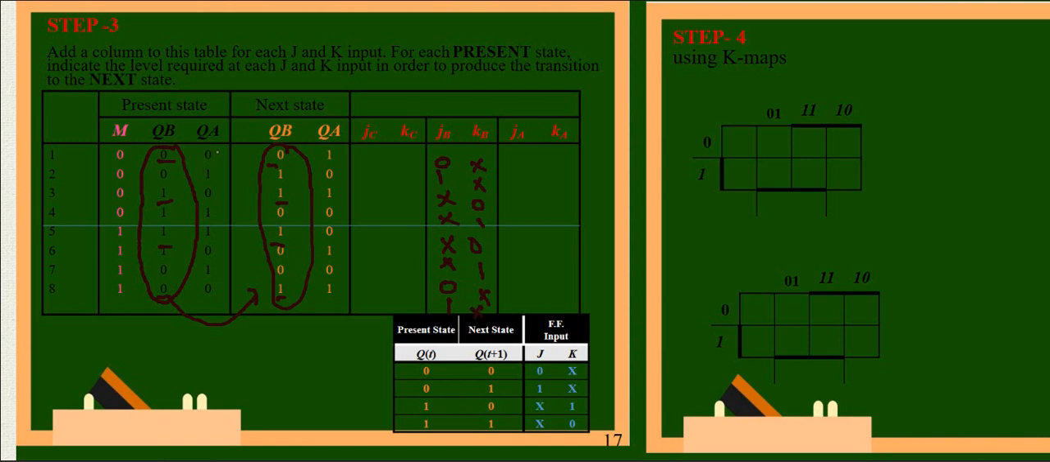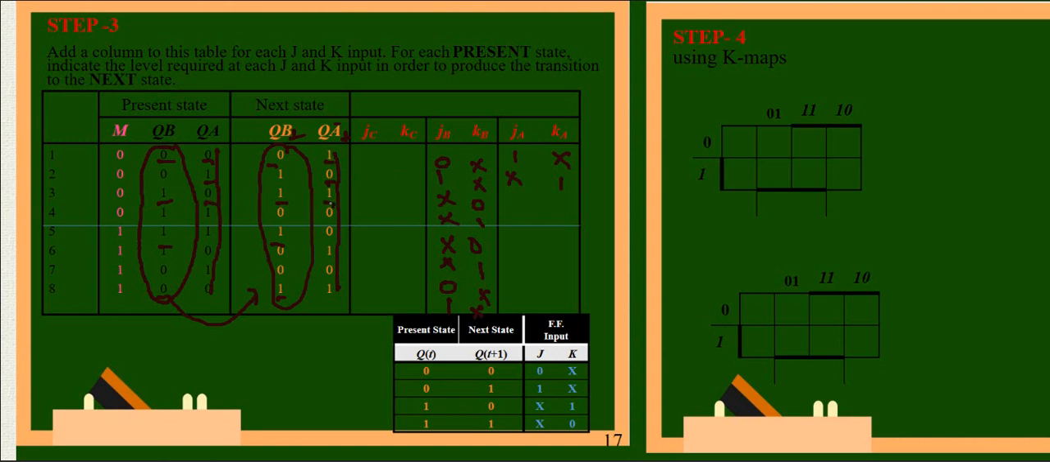Similarly, we can go for QA, and the next state we call QA plus. What are the changes of state? The first one is 0 to 1. So 0 to 1 we know is 1 don't care, and then 1 to 0 in the next state is don't care 1, and similarly the next state is 0 to 1.